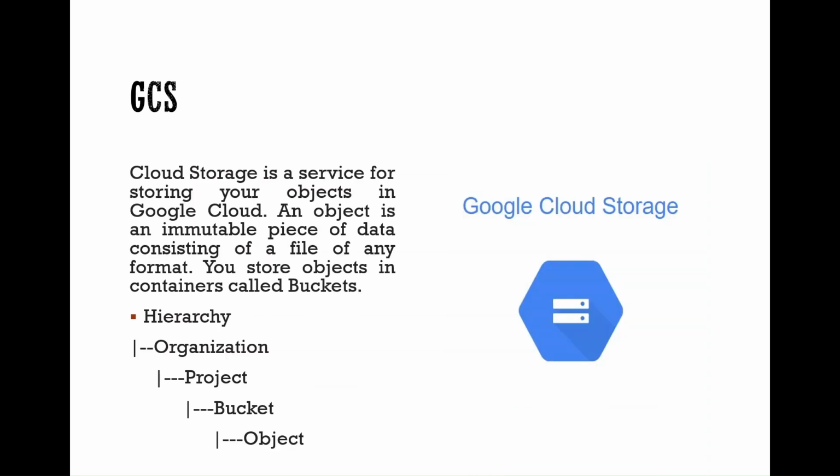Next we have GCS, which is a cloud storage service. Obviously this is something to store our files, whatever files or data we collect. It is a place where you hold your data that will later be picked up by the pipelines. So GCS is very useful while creating pipelines. This is what GCS is.